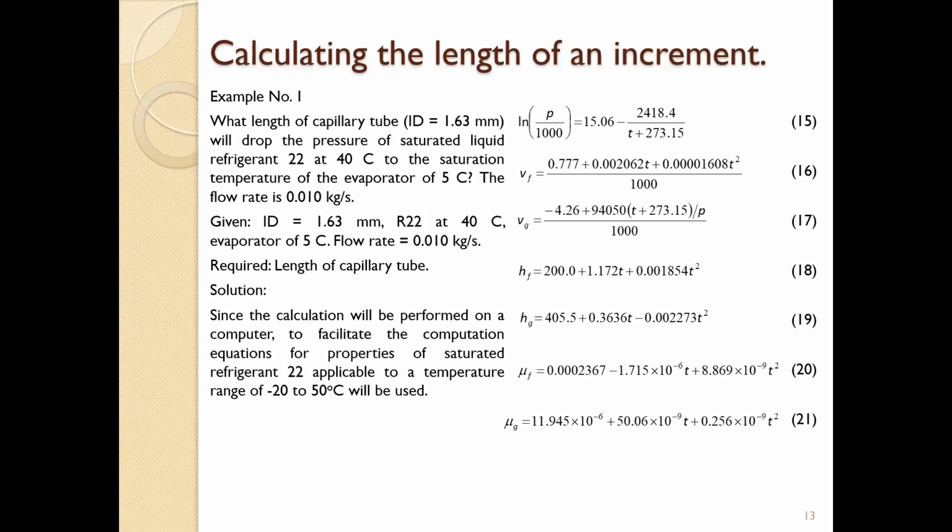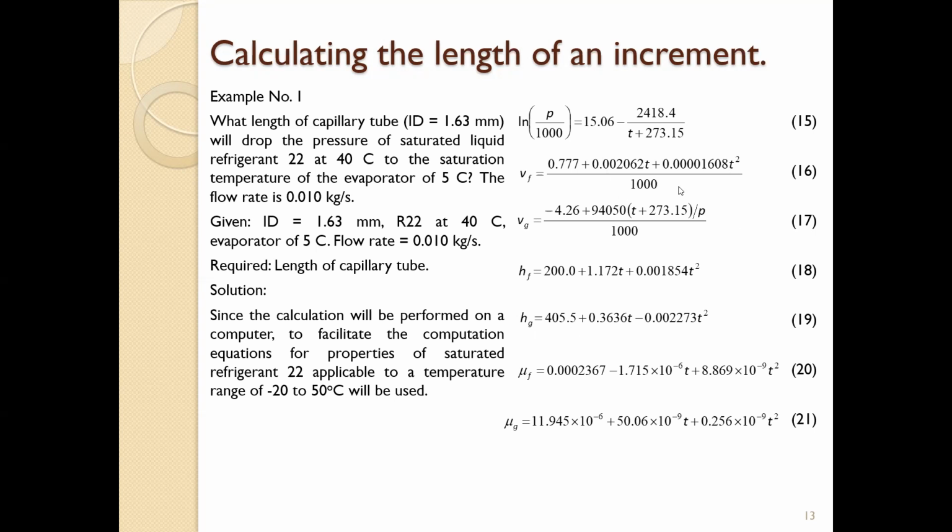So yan. Since the calculation will be performed on a computer kasi mag-trial and error nga tayo, to facilitate the computation, equation for properties of saturated refrigerant 22 applicable to a temperature range of -20 to 50 C will be used. So, ibig sabihin nito, the calculation will be performed on a computer.